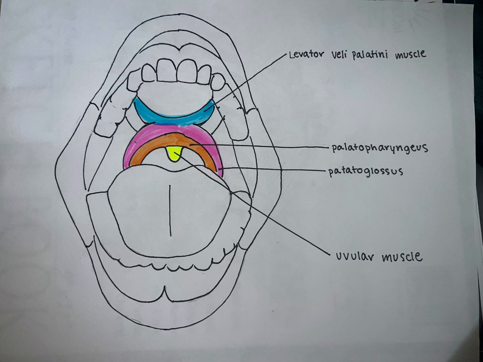The muscles that lower the velum are the palatoglossus muscle and the palatopharyngeus muscle. In this diagram, the palatoglossus is in orange and the palatopharyngeus is in pink. The muscles that raise the velum are the levator veli palatini muscle and the uvular muscle, which are shown in yellow and blue in this diagram.